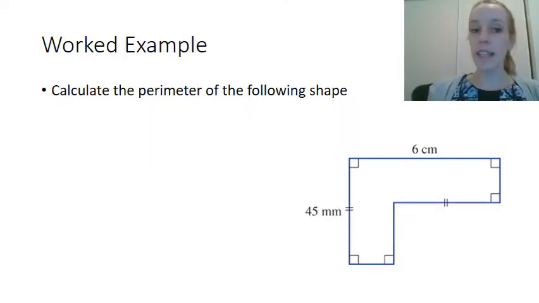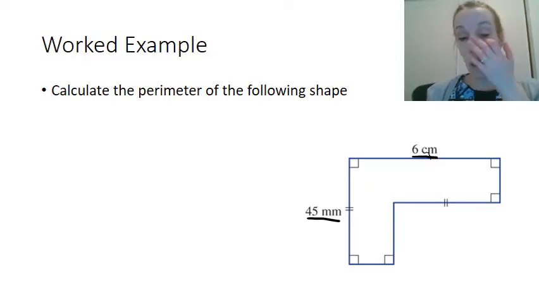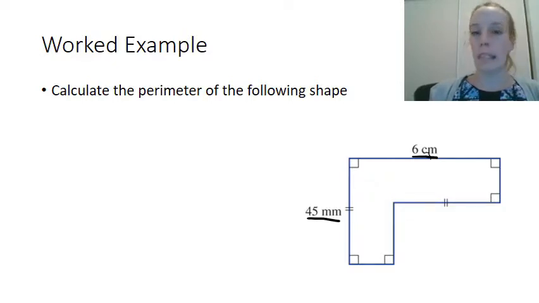Okay, so we've got a worked example here. We're going to calculate the perimeter of the following shape. You can see that our units are different. This side says 6 centimetres and this side says 45 millimetres. When you're calculating perimeter, we have to make sure the units are the same. So we're either going to have to convert it all to millimetres or all to centimetres. There's no right way or wrong way to do it. It's completely up to you.